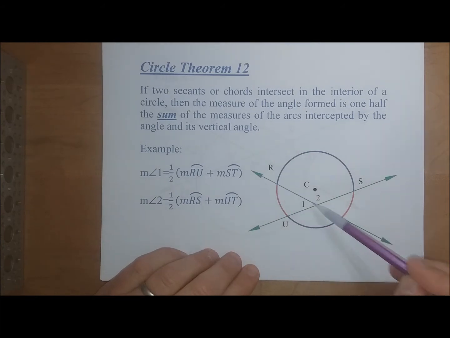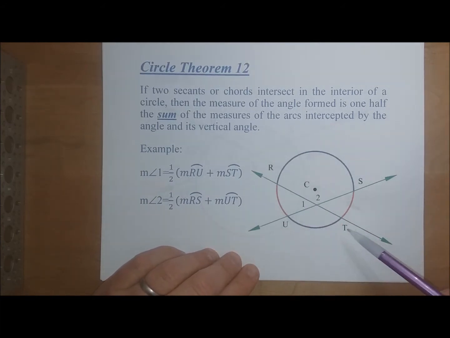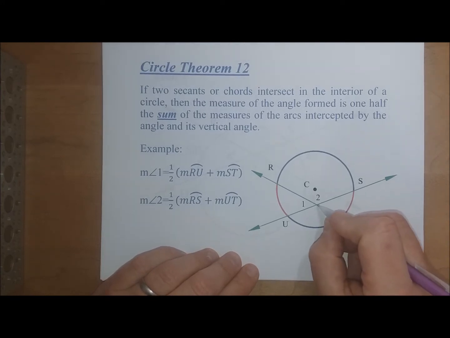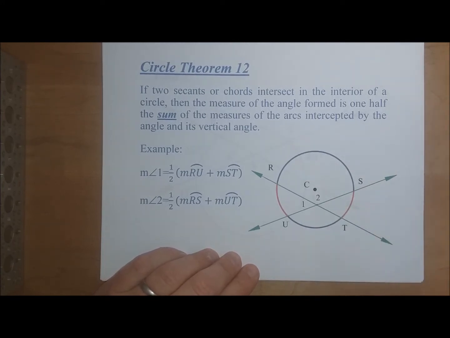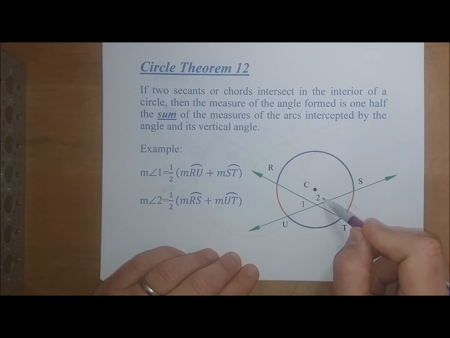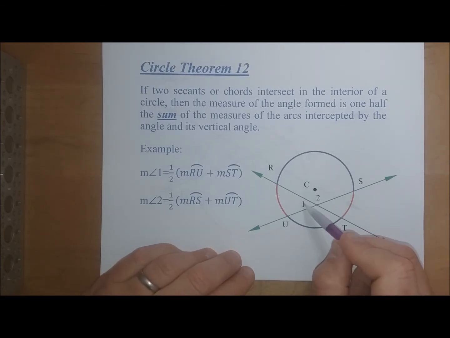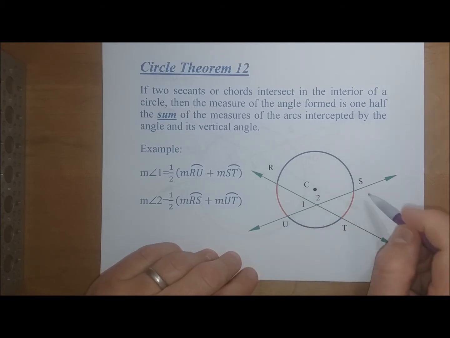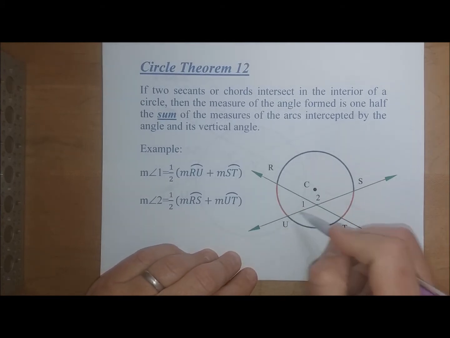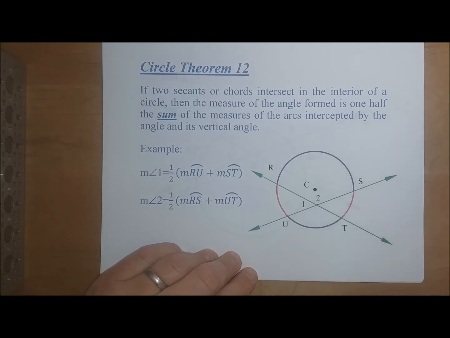What it means is these two secants, RT and US, cross inside the circle. They intersect here inside the circle, and we've created these two angles. Let's call them angles 1 and 2. It turns out that this angle 1 is going to equal 1/2 the sum of the two arcs that it intercepts with its vertical angle. Okay?